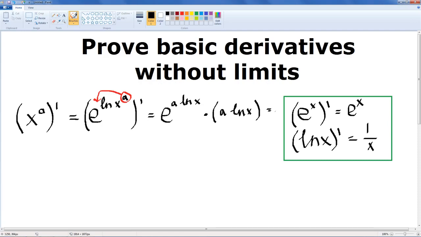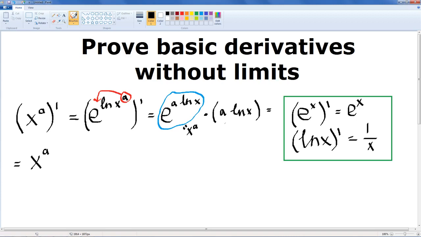Now, if you notice, this thing over here is actually the original thing. It's x to the power of a. This thing over here is equal to x to the power of a, because that's the original thing. So we're going to write x to the power of a.